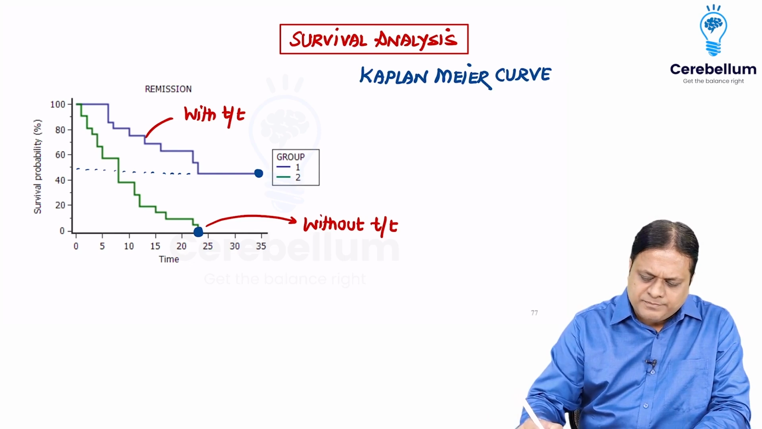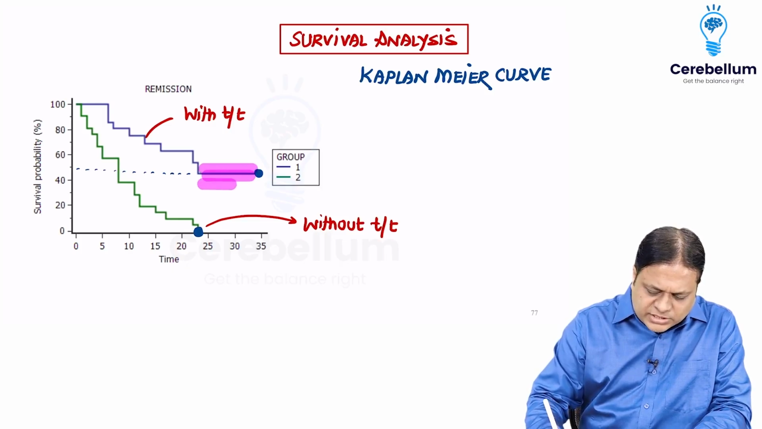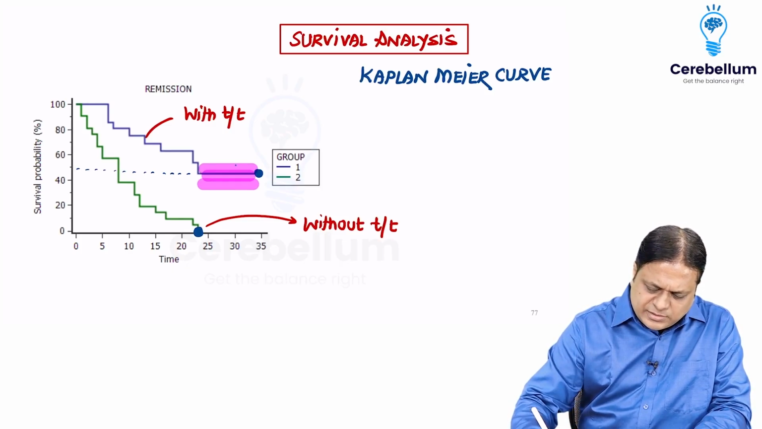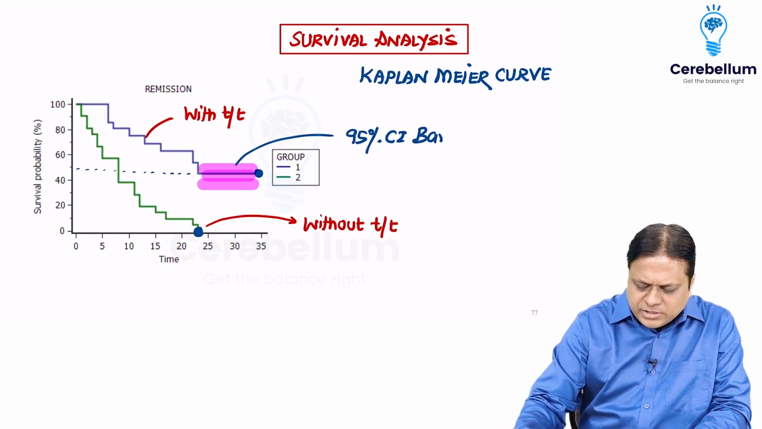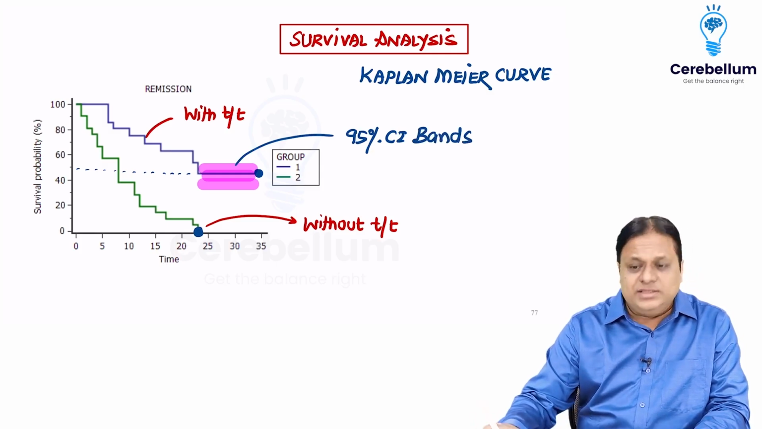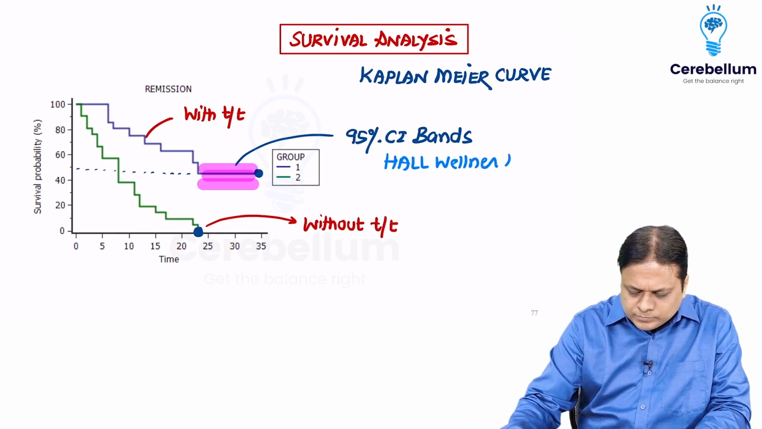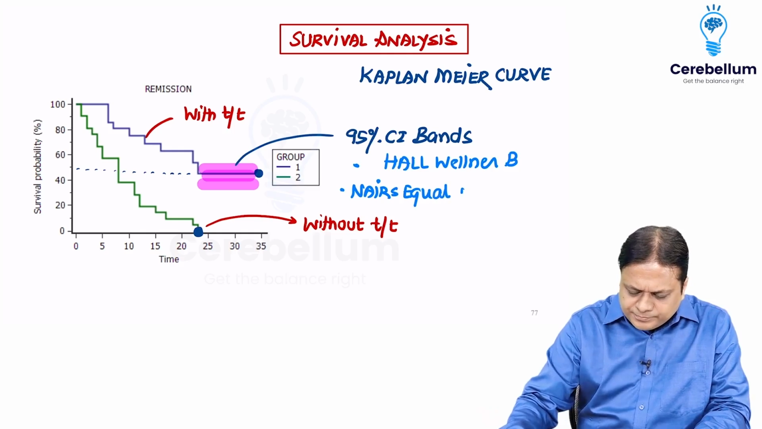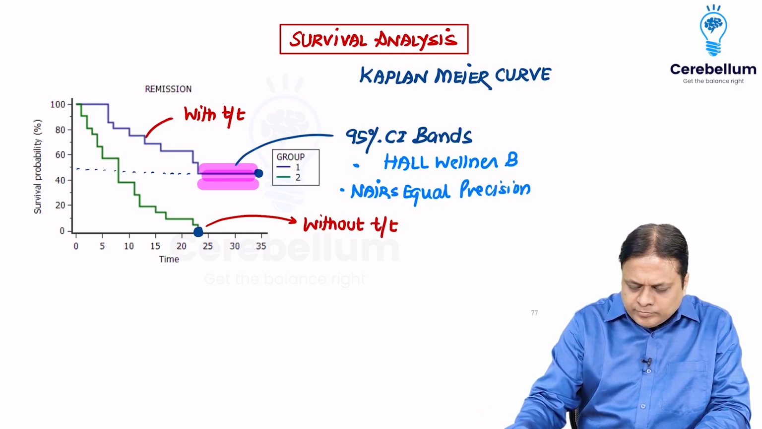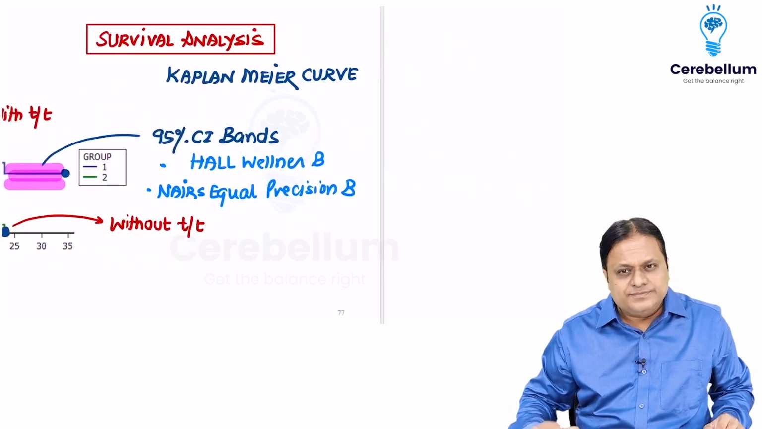Now also remember, if you are shown 95% confidence interval bands for this graph, which bands are used? These are Hall-Wellner bands. Or we can use Nair's equal precision bands. That is for 95% confidence intervals of these survival curves.